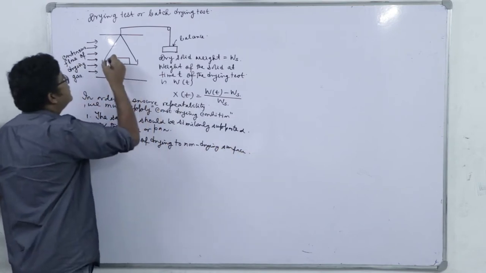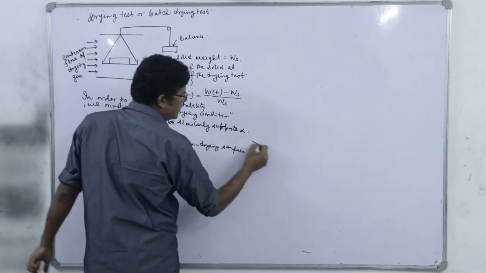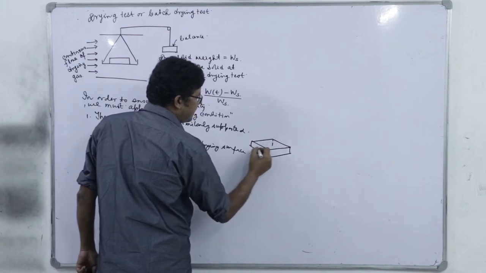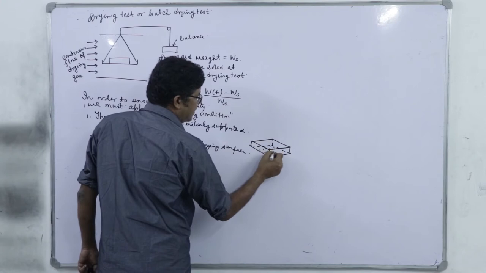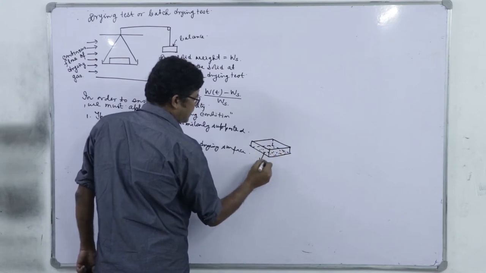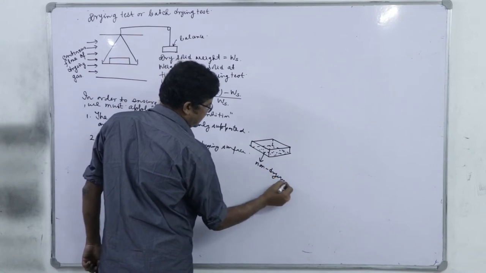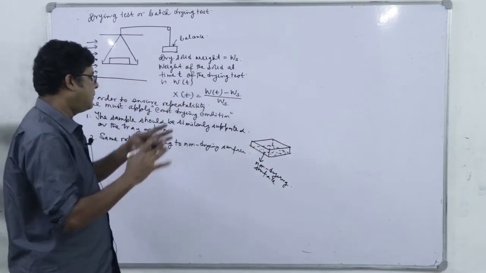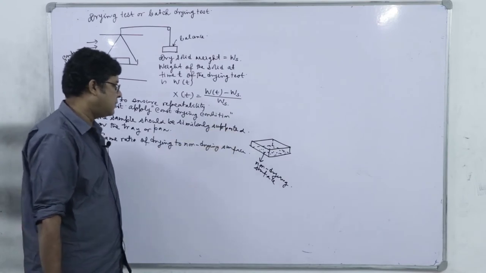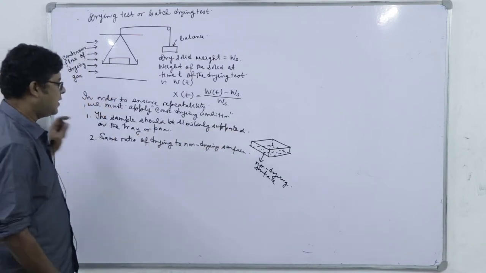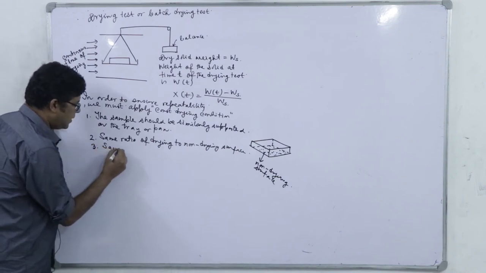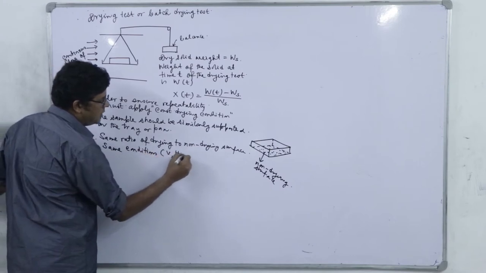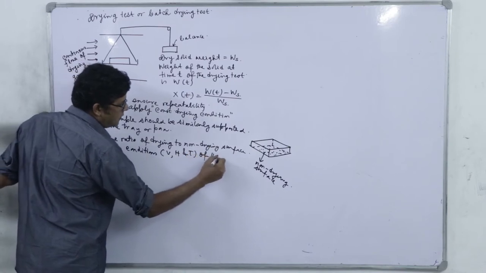See, if we think that there is a solid in 3D, this base area is the non-drying surface because it is in contact with the pan, and the rest, five out of six faces, are drying surfaces. So, the same ratio of drying to non-drying surfaces is to be maintained. Third, same conditions of velocity, humidity and temperature of the drying gas.